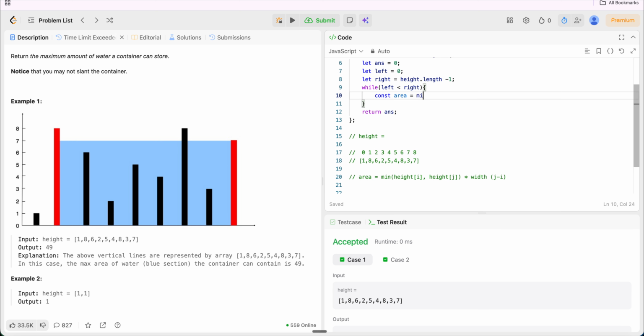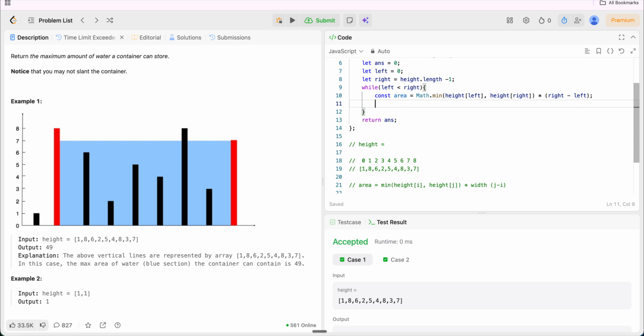So Math dot min of, what are the two bars which we have selected? One is left, one is right, and we will be multiplying by the width, right is always greater, so right minus left. And then we have to update the answer with Math dot max of our answer comma my current area, which is in the variable area.